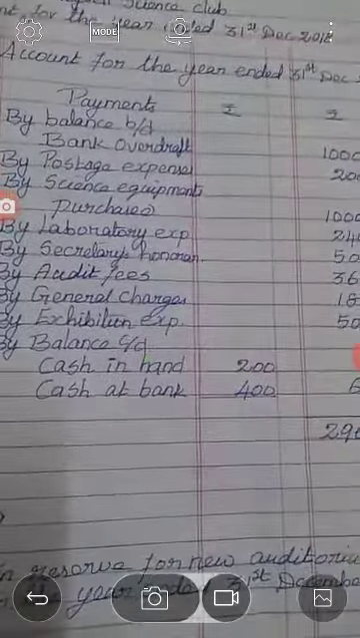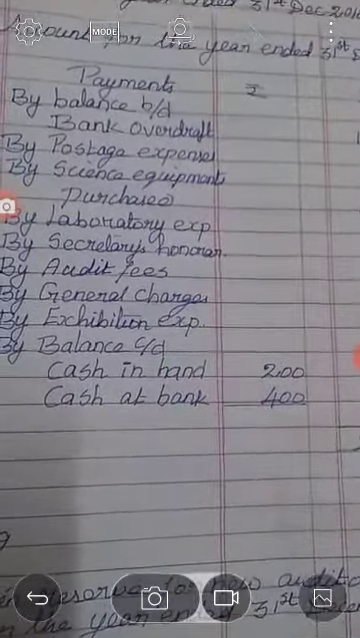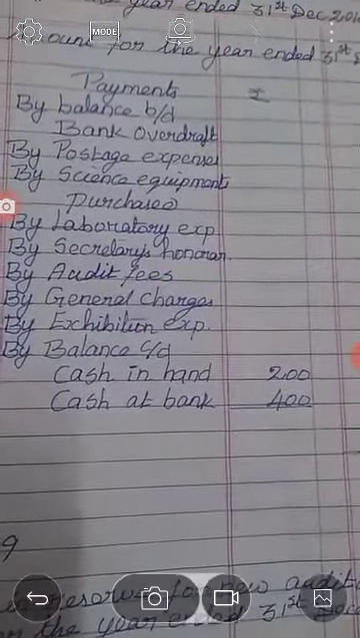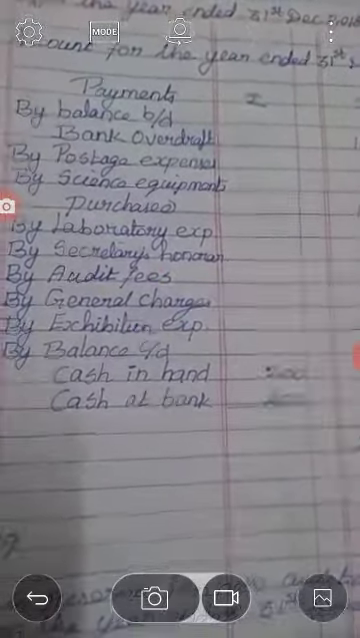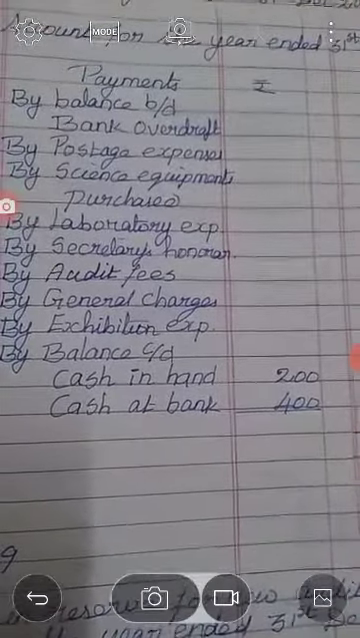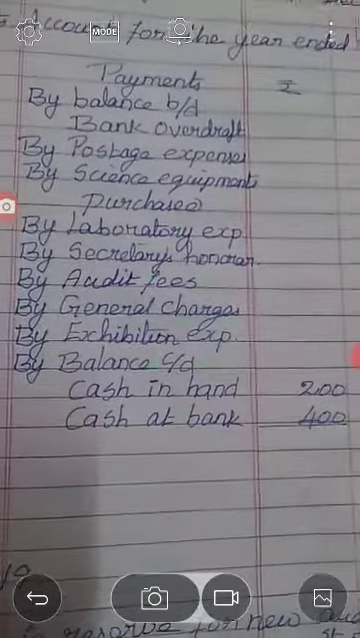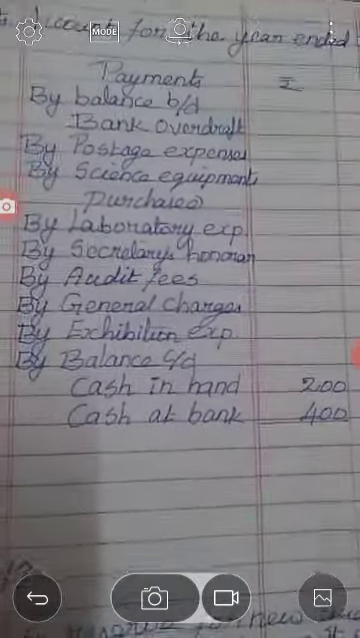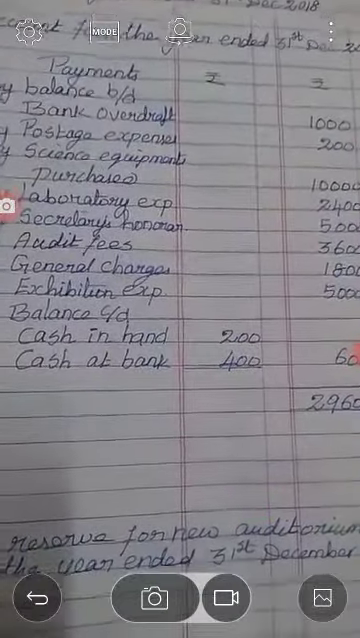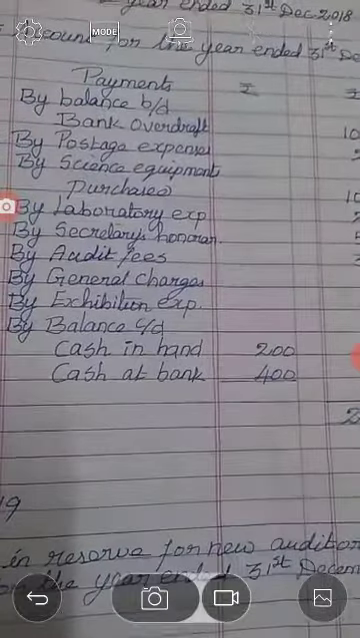Then postage expenses. Then science equipment purchase. It is a capital payment, so it should be shown on the asset side. Then laboratory expenses. Then secretary honorarium. Then audit fees. General charges. Then exhibition expenses. Then closing balance, by balance c/d: cash in hand 200, cash at bank 400. These are the amounts given on the payment side.